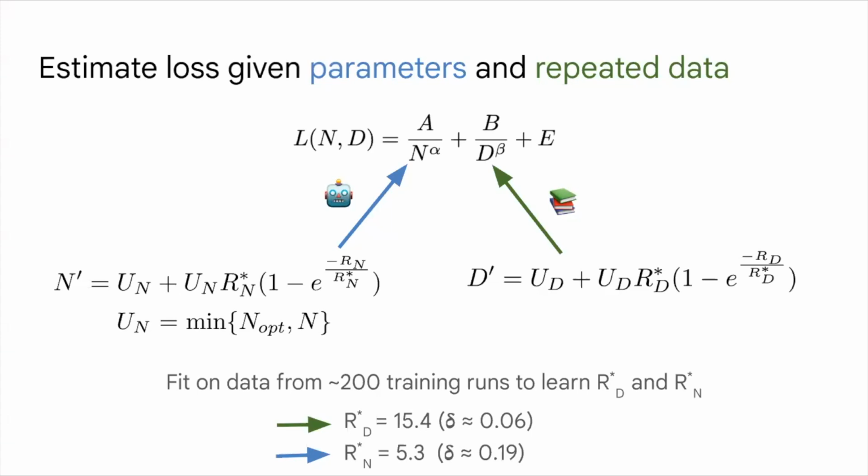So the data loses 6% of its value at each repetition. And then for Rn star, we also find that there's decay in value, and we'll see that in a few slides.